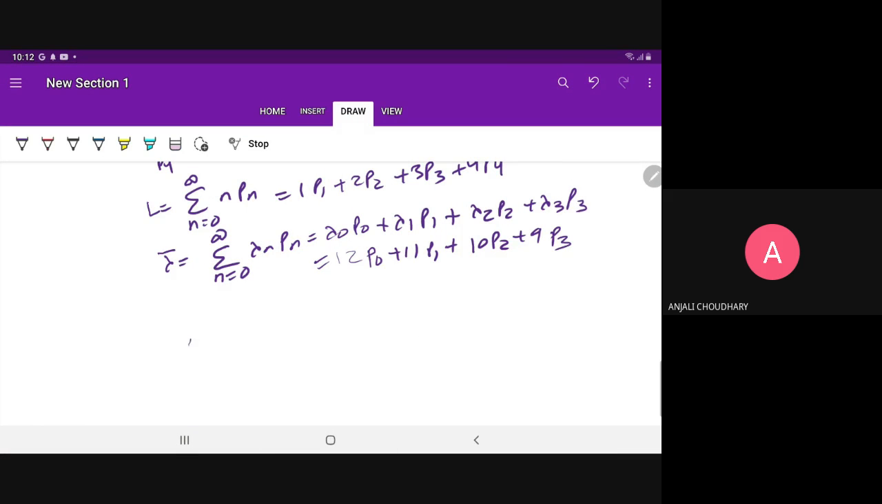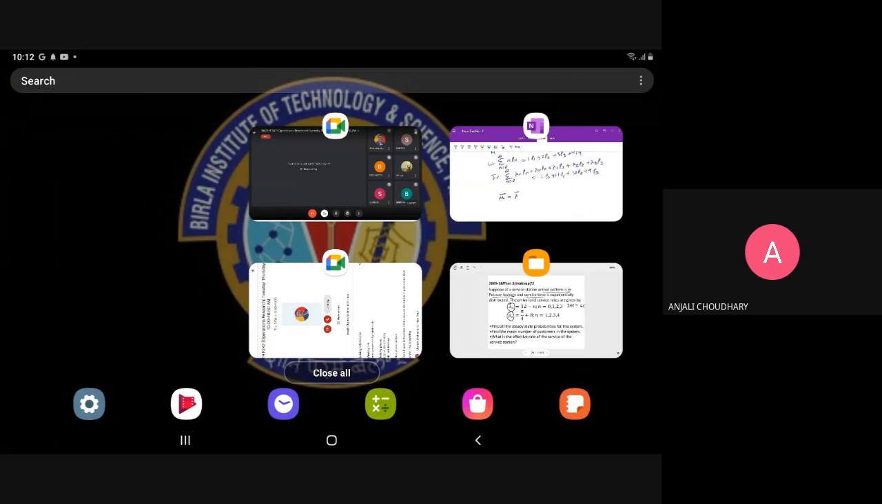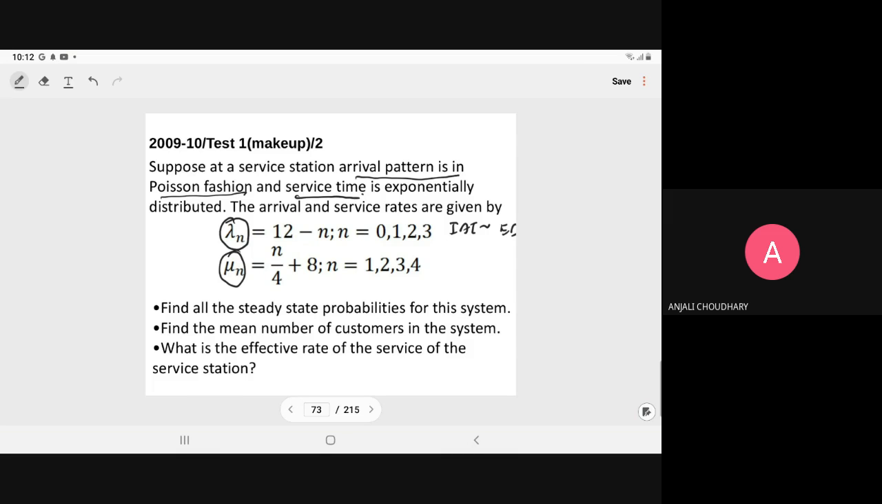Then we have to compute the effective service rate. So for the steady state, you know mu bar is equal to lambda bar. So whatever value we have, we can write here. Is there any doubt to write or compute any state probability? So these three things we have to compute here.